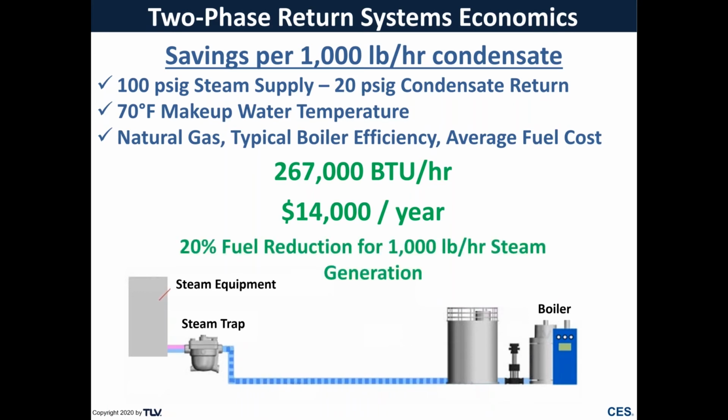And the fuel reduction of that is about 20% of the fuel that went into that 1,000 pounds of condensate. So if we're only generating 1,000 pounds of steam at our boiler and we're recovering 100% of our condensate, we're reducing our overall fuel consumption by 20%. Now, if we're generating 10,000 pounds of steam an hour and we're recovering 1,000 pounds of condensate, we would still be reducing our overall fuel consumption by about 2%. But still, there's significant fuel reduction savings possible by recovering that condensate and flash steam in a closed type system.